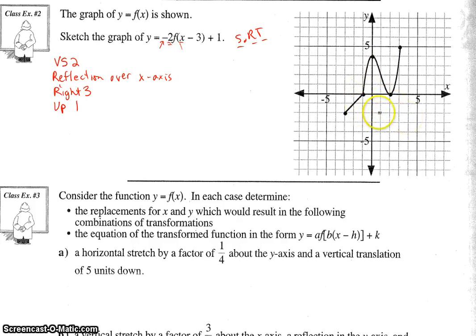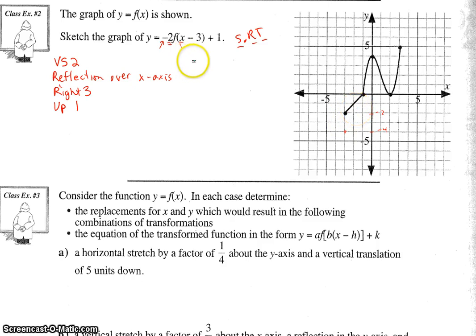The reason why is I was thinking of showing you a slightly different way of doing this, and that's with the mapping notation. You might be interested in that. Not just interested, it's something you need to know how to do. So vertical stretch by a factor of 2: if we stretch this point vertically by a factor of 2, it would go here, right? Negative 2 would become negative 4 because you multiply the y-coordinate by 2.